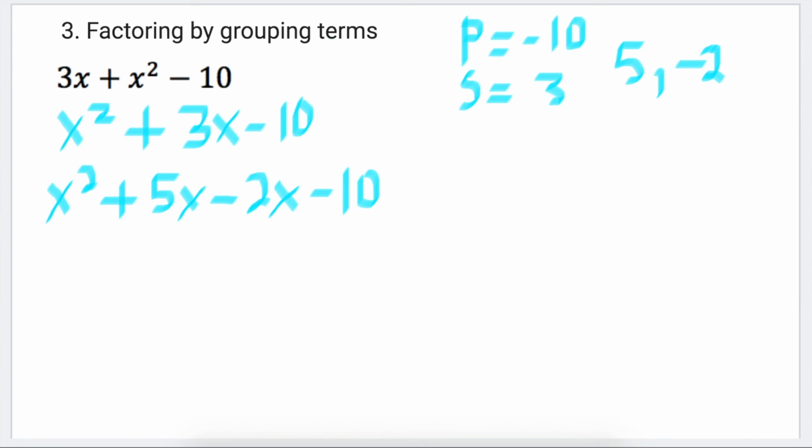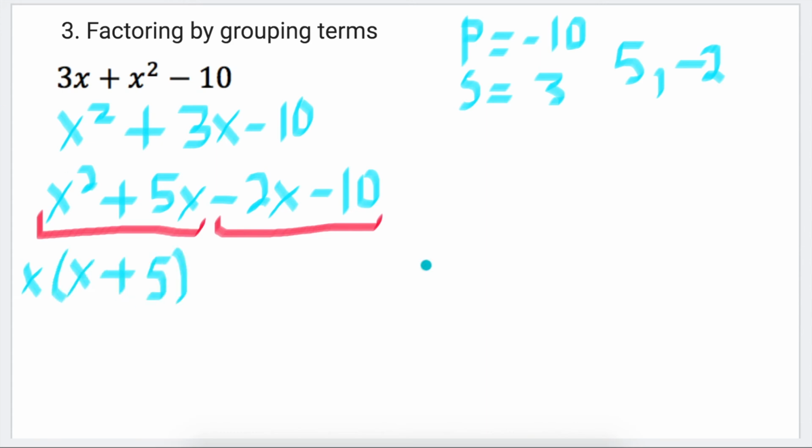We're going to group the first two terms, x squared plus 5x, and then we'll group the second two terms, -2x minus 10. In the first two terms, the common factor is x, only x. So we're going to write x, parentheses. Inside, we're going to have x plus 5. The next two terms, the common factor is -2. So factor -2, put a parentheses, x plus 5.